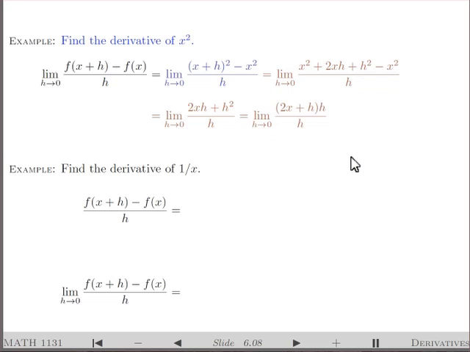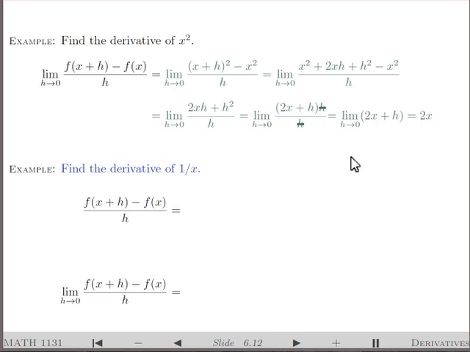Now we can reduce, because we can cancel the common factor h. So the difference quotient simplifies to just 2x plus h. And since it's a polynomial in h, the limit equals the value. As h goes to 0, we will get 2x plus 0, or just 2x. So the derivative of x squared is 2x.